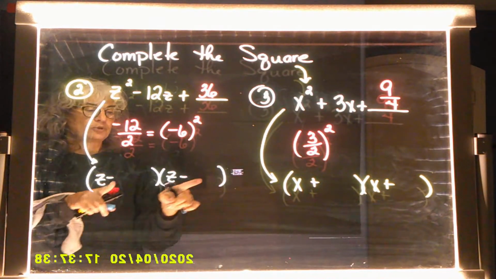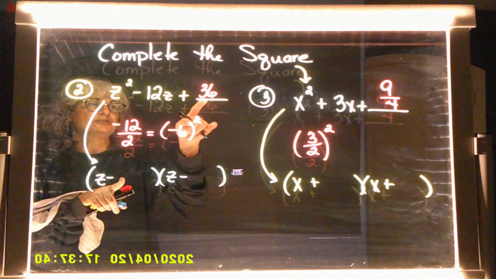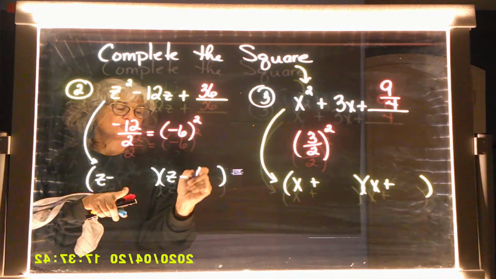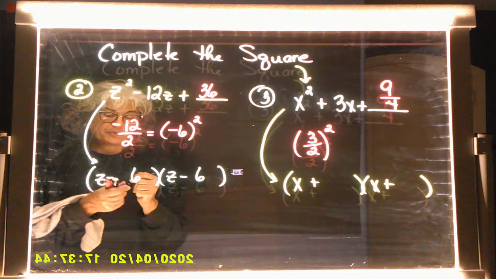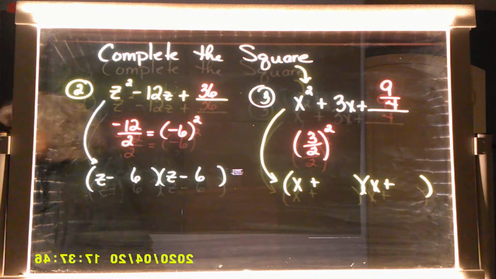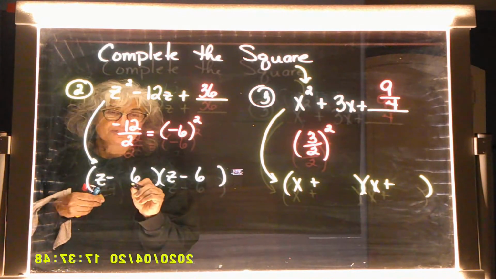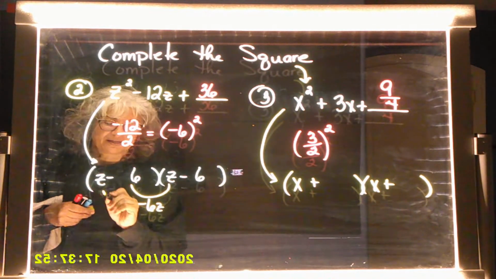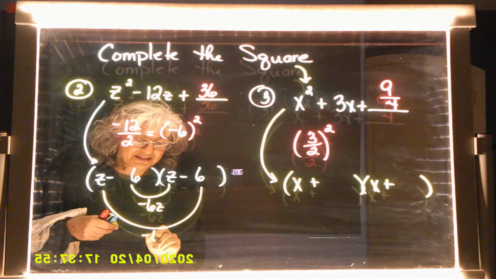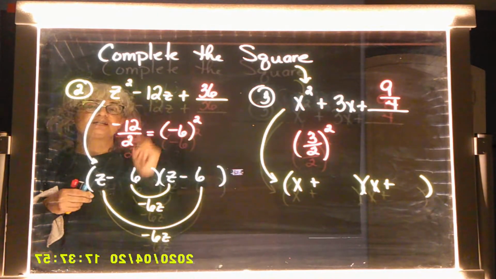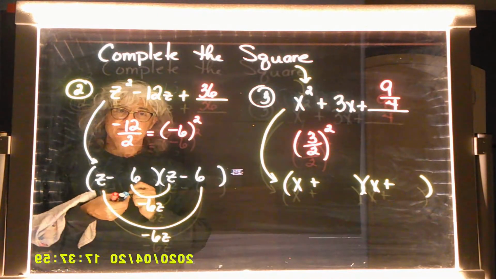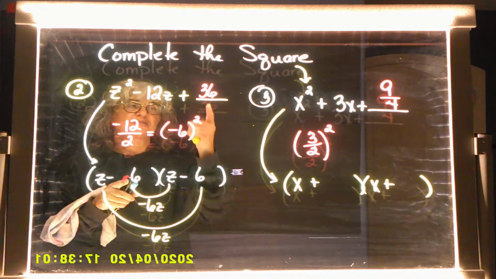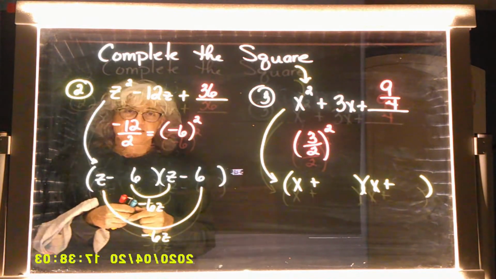And then, what would you have put for number 2? You would have put 6's, wouldn't you? Because look at the double smile in the middle. That's a negative 6z, and that's another negative 6z, which gives me the negative 12z in the middle, doesn't it? And it gives me the positive 36 at the end, doesn't it?